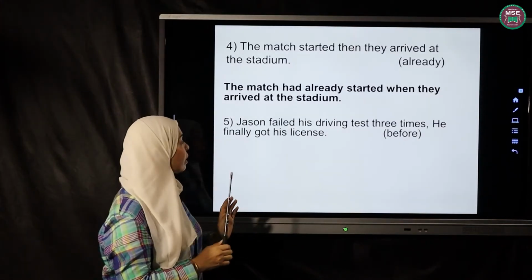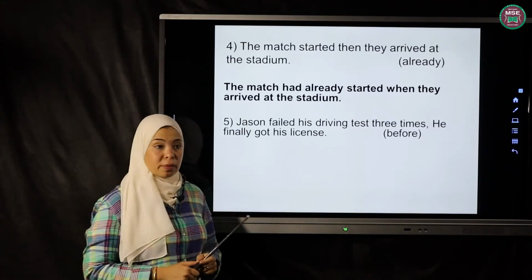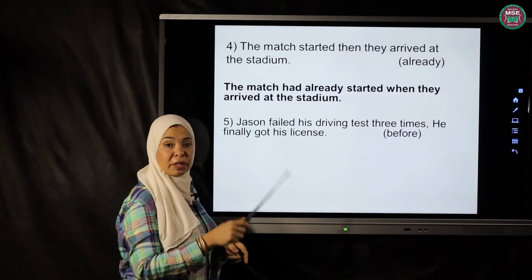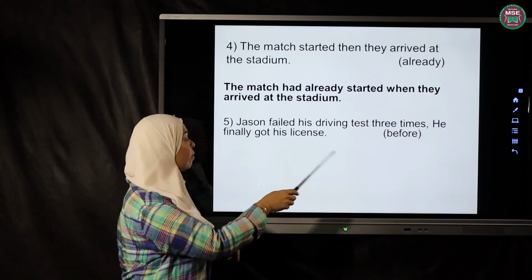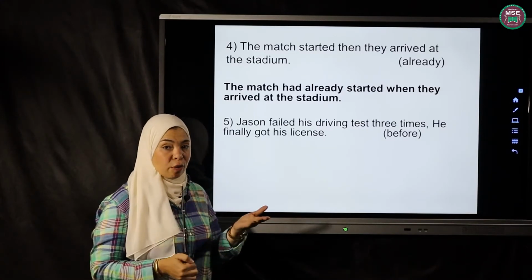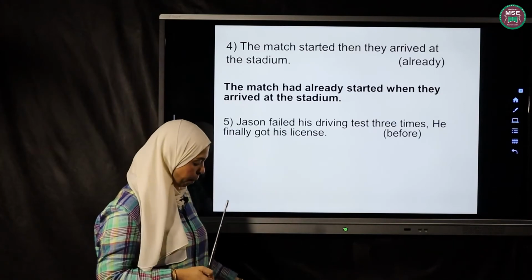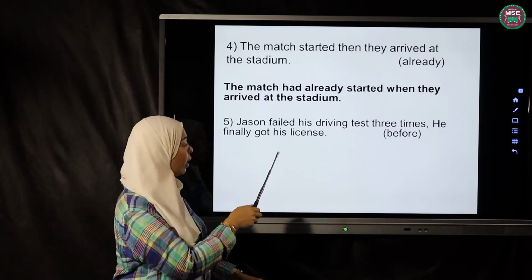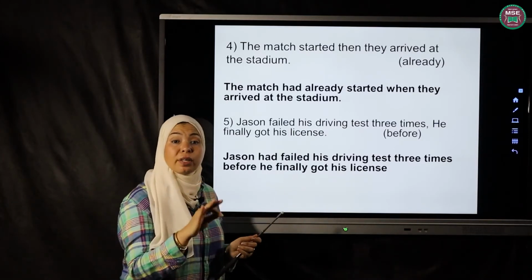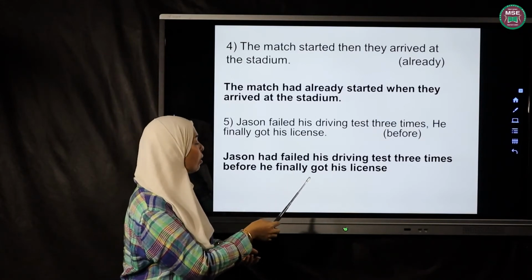Okay? Number 5. Jason failed his driving test 3 times. He finally got the license. Of course, this has happened first. Every time he tried and failed. Then finally, he got his license. Rewrite using before. Of course, an action happened before another one. Which one happened first? Of course, he failed first. Okay? So, Jason had failed his driving test 3 times before. Finally, what happened? Before he finally got his license.